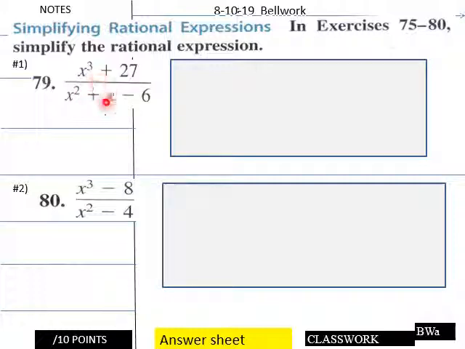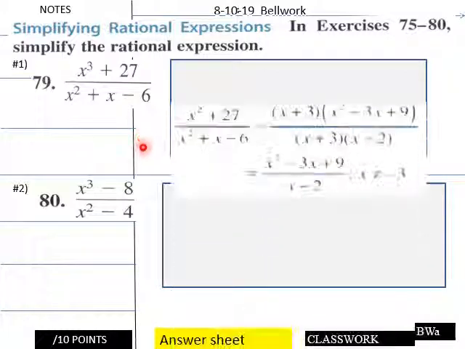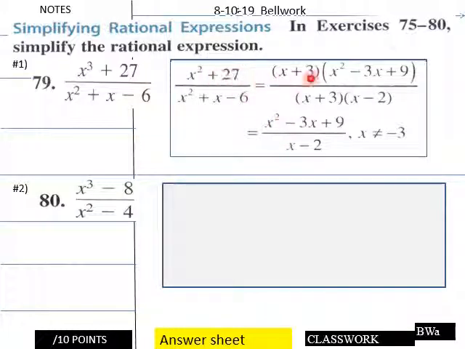To simplify this, x cubed plus 27 over x squared plus x minus 6, we need to factor out an x plus 3 out of this expression. We come up with this quadratic, x squared minus 3x plus 9, over x plus 3 times x minus 2. These will factor, and you're left with x squared minus 3x plus 9 over x minus 2. And x cannot equal negative 3 for this one.